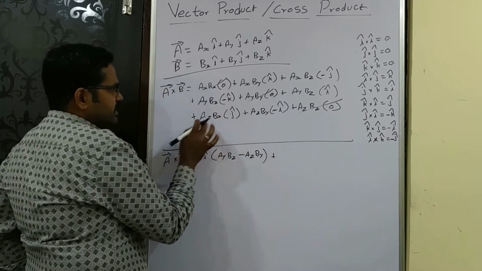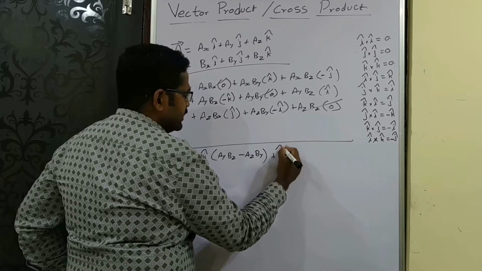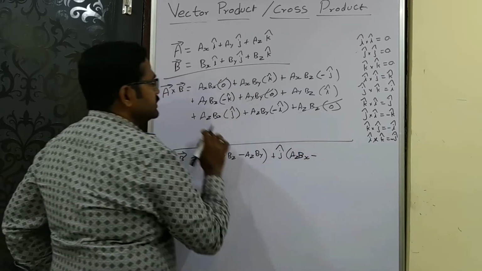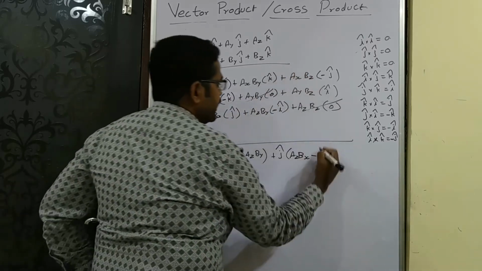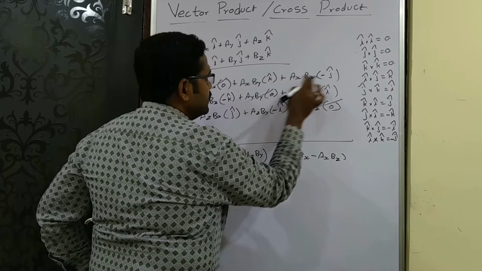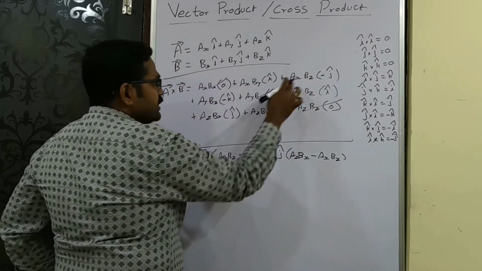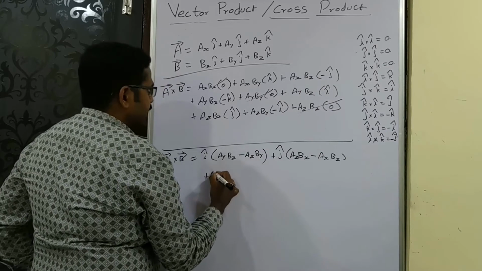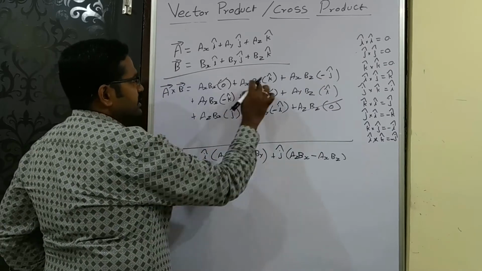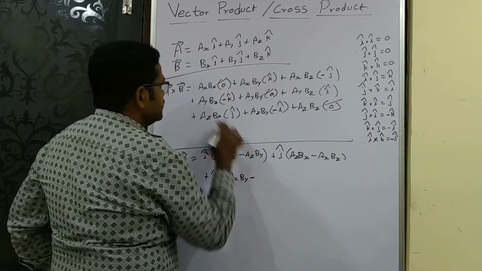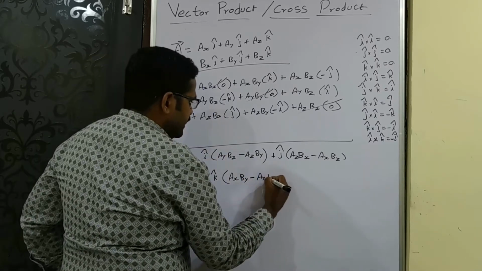First positive J cap, Az, Bx. I am taking J cap outside. Az, Bx minus Ax, Bz, because this negative symbol has come outside when I have taken J cap common. Then I got minus of Ax, Bz. Then plus K cap. Where is K cap here? Here it is. Ax, By minus Ay, Bx.